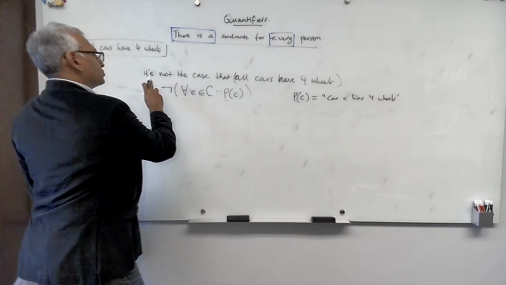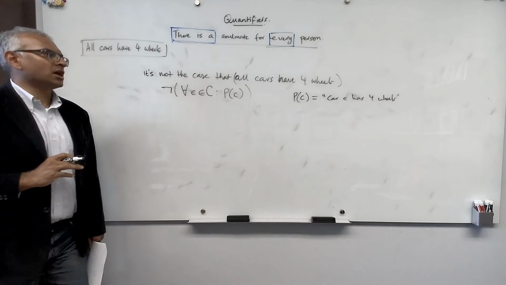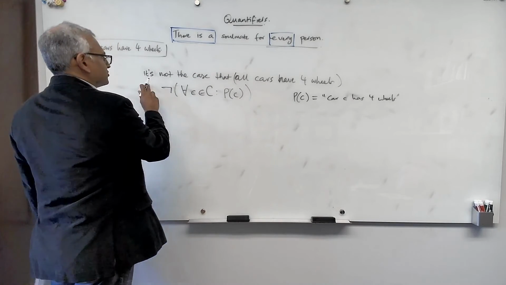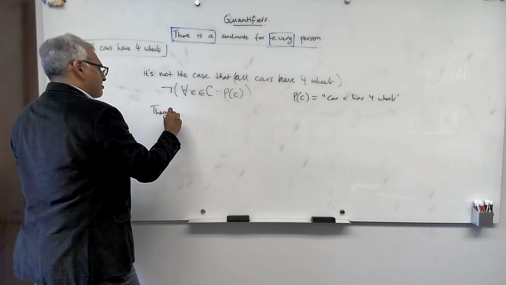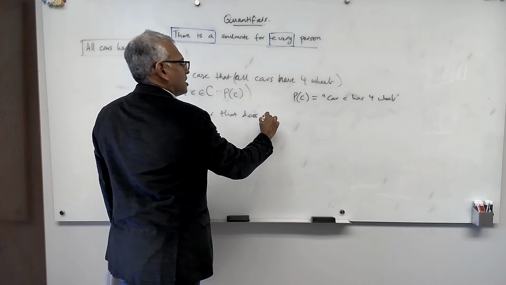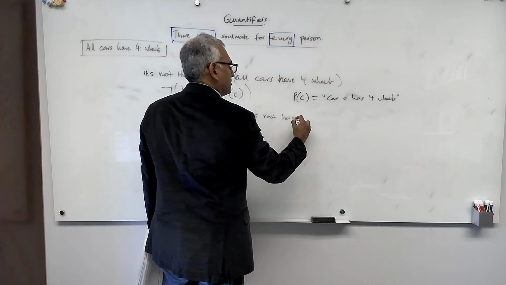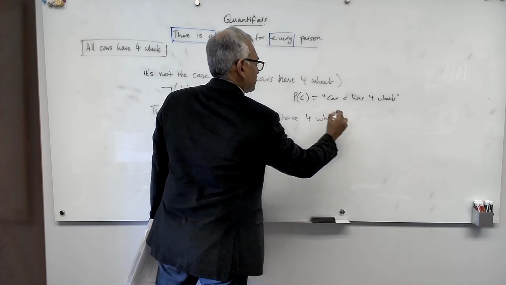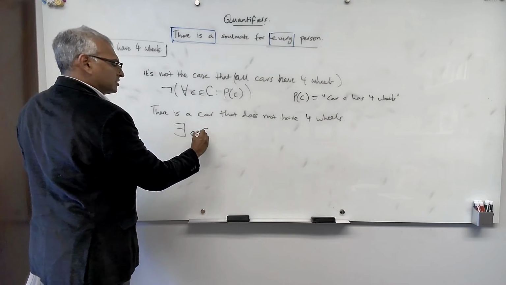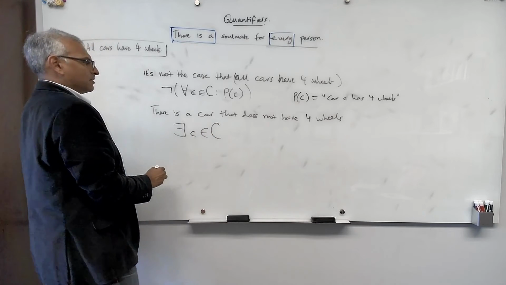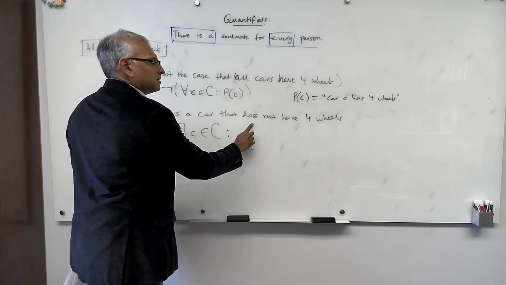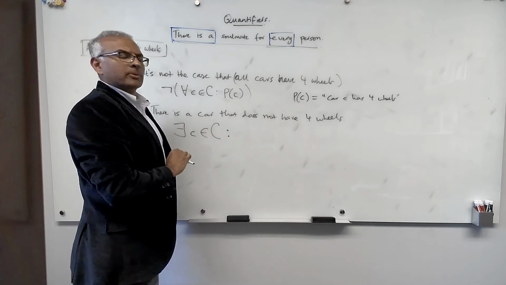So now let's think about this. What is this saying? If it's not the case that all cars have four wheels, it means that some car does not have four wheels. So there is a car that does not have four wheels. Okay, so this is, there exists a car in the set of cars C, such that the car does not have four wheels. What does that mean?